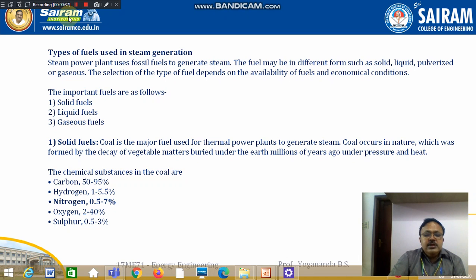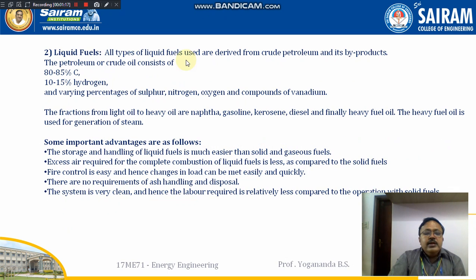Coal is the major solid fuel used in thermal power plants to generate the steam. Coal is available in nature, which is formed by decaying vegetable matter buried under the earth millions of years ago under pressure and heat without having contact with air. The chemical substances in the coal are like this. Carbon is a major constituent varying from 50 to 95%, and you have small traces of hydrogen, nitrogen, oxygen, and sulfur.